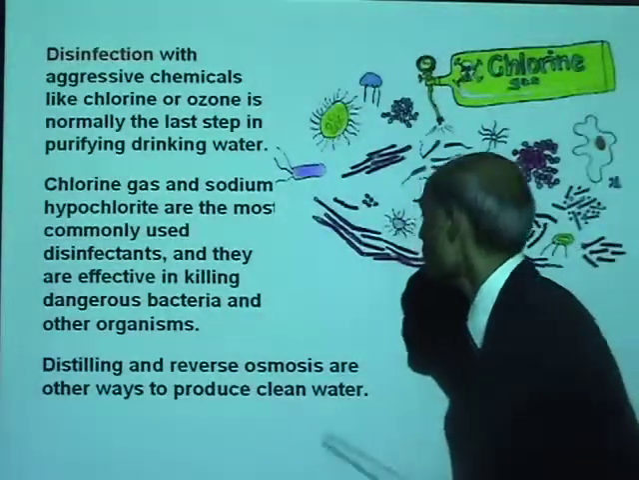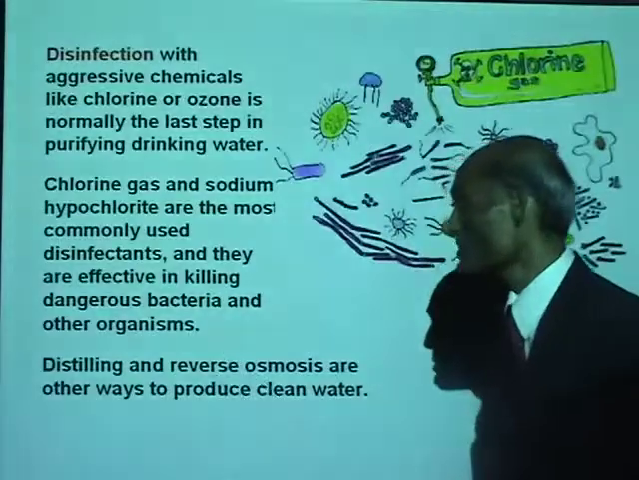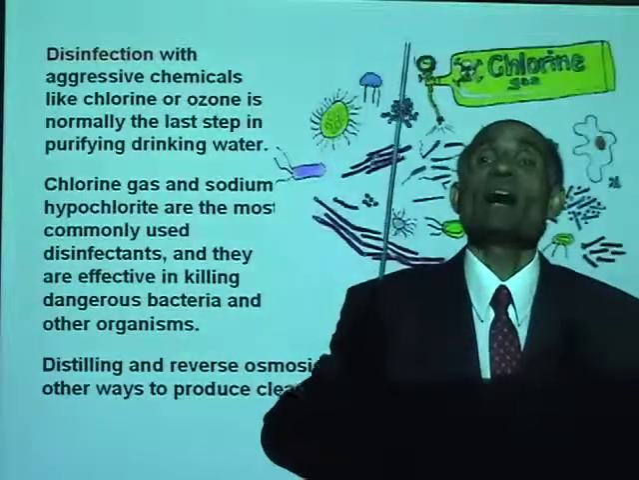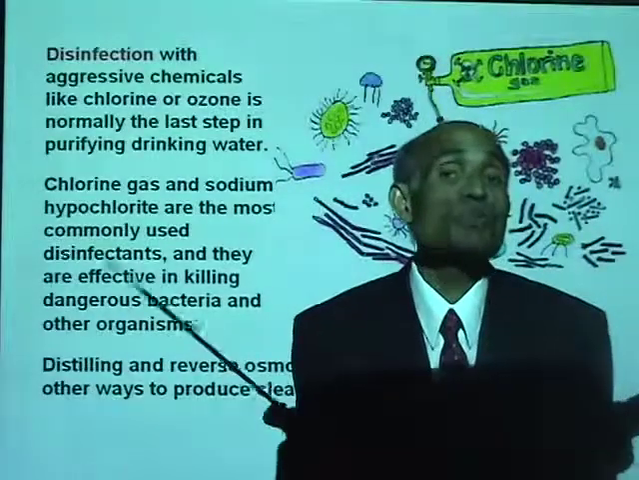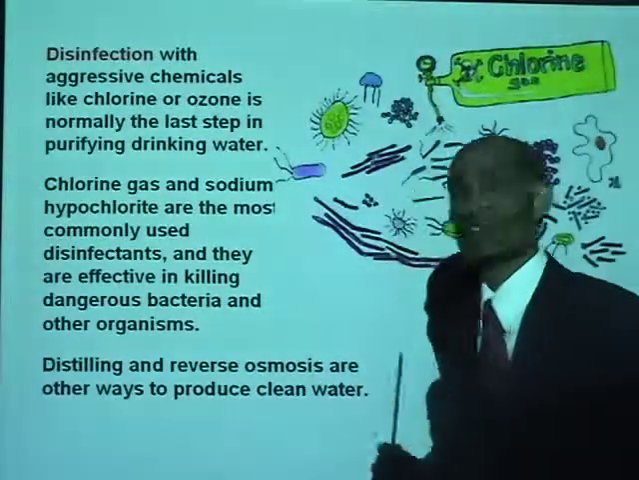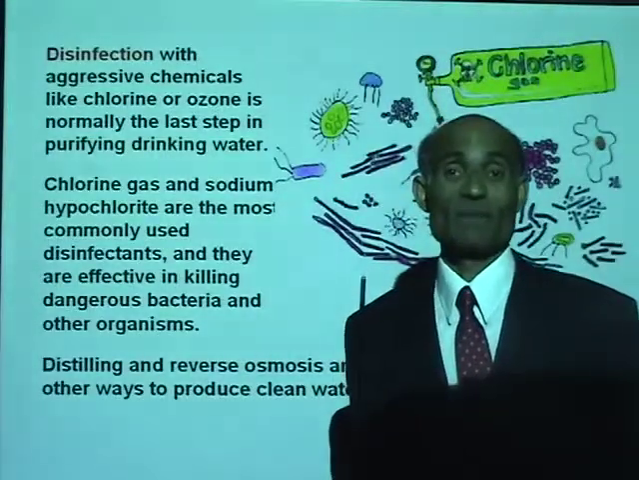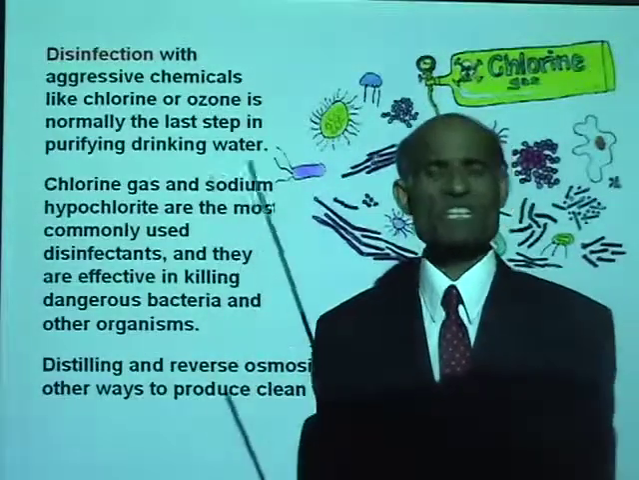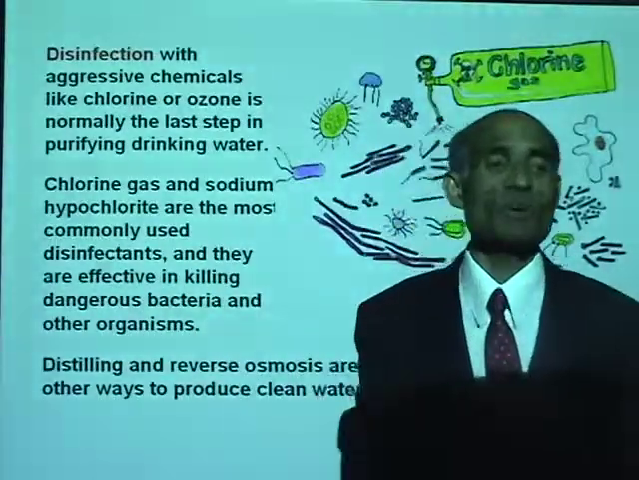Now, distilling and reverse osmosis are other ways to produce clean water. Distilling is taking, say, seawater, boiling it, making vapor out of it, and condensing it back to water. A very good way, but a very expensive way. It's not really feasible. And reverse osmosis is practiced in many, many cases. In fact, a lot of water in the Middle Eastern countries is obtained by the desalination process. What is the desalination process? Desalination is the process of removing salt from water.